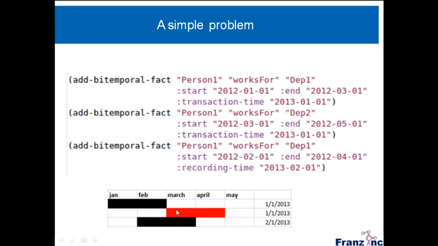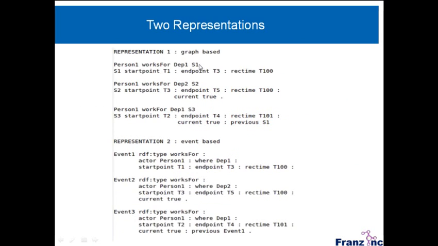Well, you can do this with 2 representations. The first one would again be a property graph. So you would say person 1 works for department 1, and the 4th element of the quad would be statement 1. And then you would say statement 1 has a start point T1, end point T3, and the recording time was T100. And then we would say person 1 works for department 2 at statement 2, where the start point was T3, end point T5, and the recording time was the same as here. But we also added the statement that this statement is currently true.